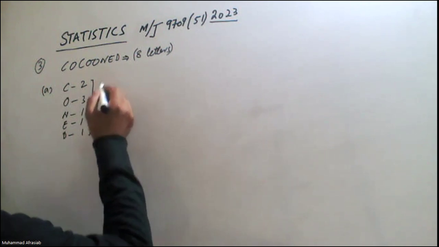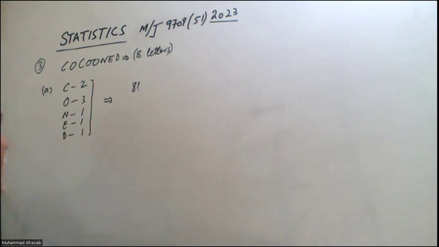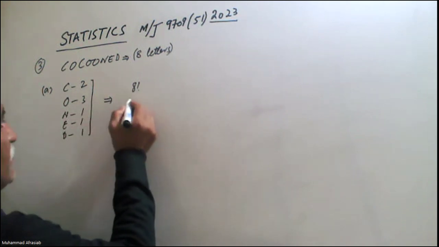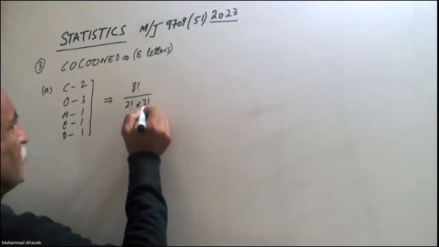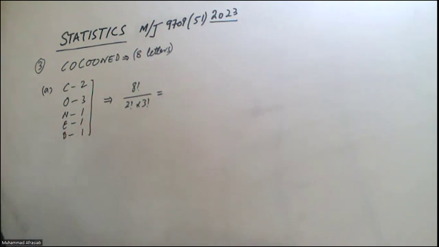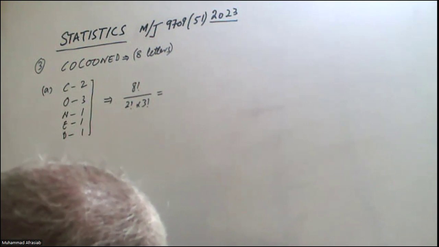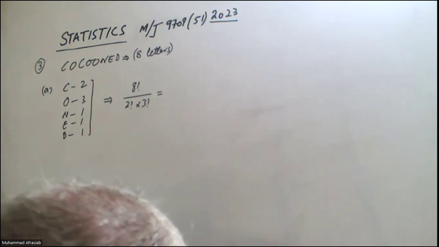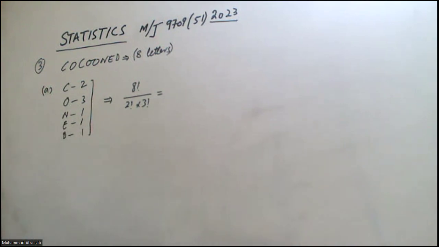So our total arrangement of this word is 8 factorial because there are 8 letters in this, but 2 C's and 3 O's are repeated. So it will be divided by 2 factorial into 3 factorial, and that answer is basically equivalent to 3360.